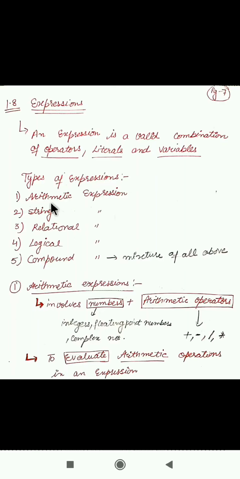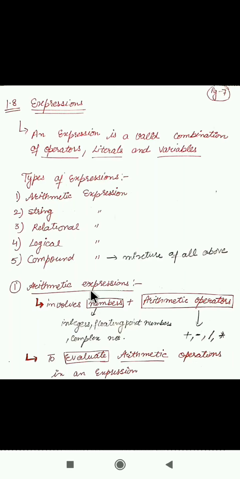First is your arithmetic expression. Second is your string expression. Third is relational. Fourth is logical. And fifth one is compound. As the name suggests, compound means it will be a combination of all the above expressions. So let us discuss these expressions one by one.